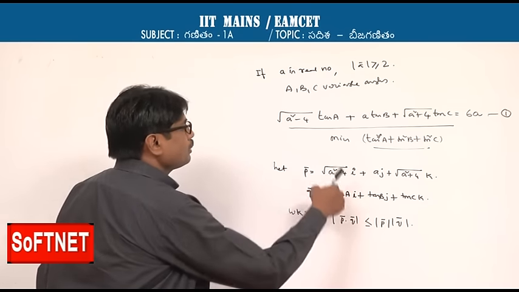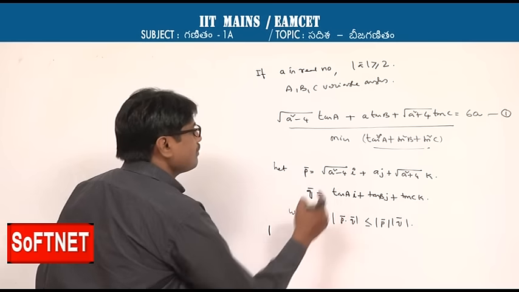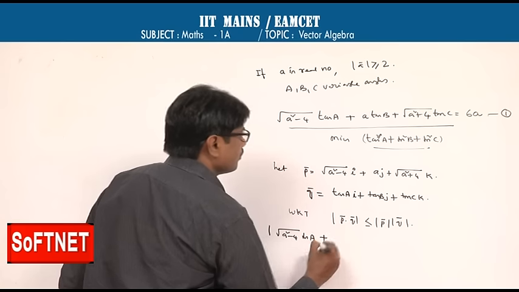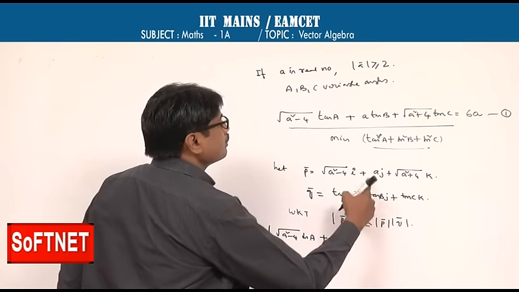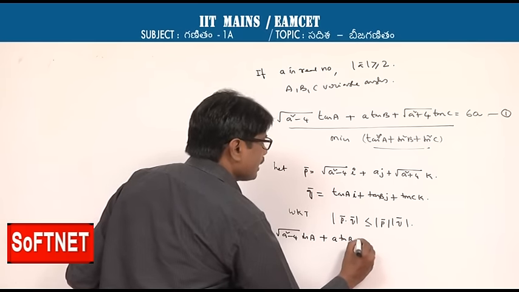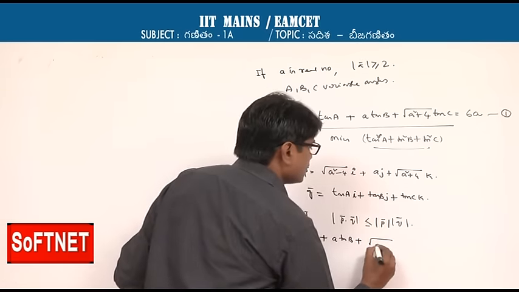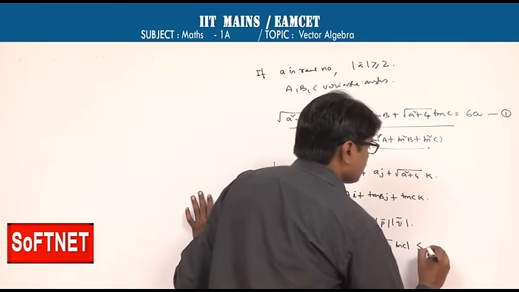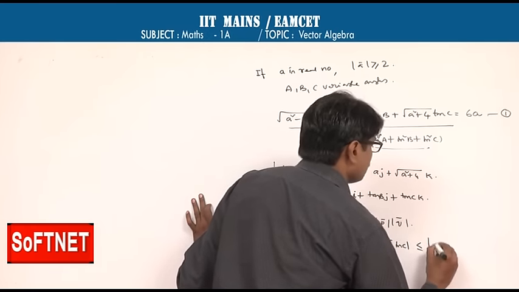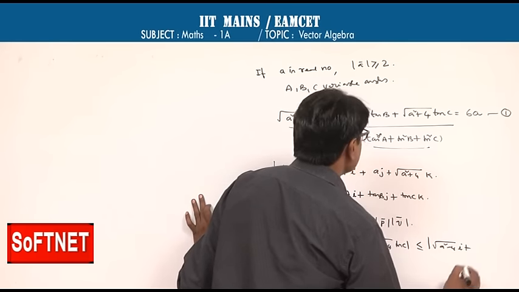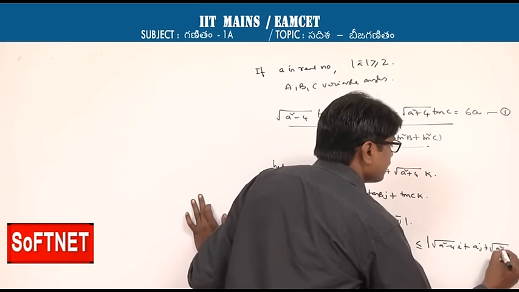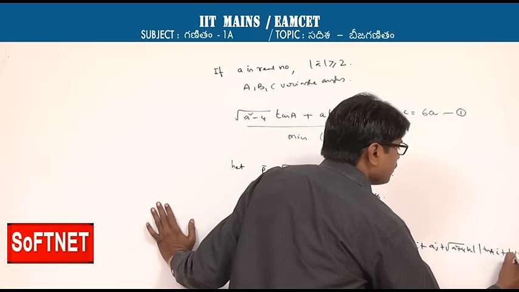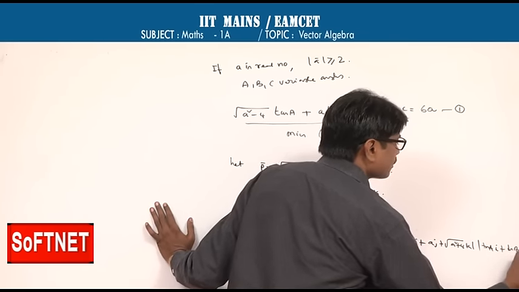What is P dot Q? P dot Q is nothing but mod of A1 A2 root of A square plus 4 times of tan A, B1 B2 A times of tan B plus C1 C2 root of A square plus 4 times of tan C, will be less than or equal to P. P is nothing but mod of root of A square minus 4 times of I bar plus AJ bar plus root of A square plus 4 times of K bar, and mod of tan A into I bar plus tan B into J bar plus tan C into K bar.